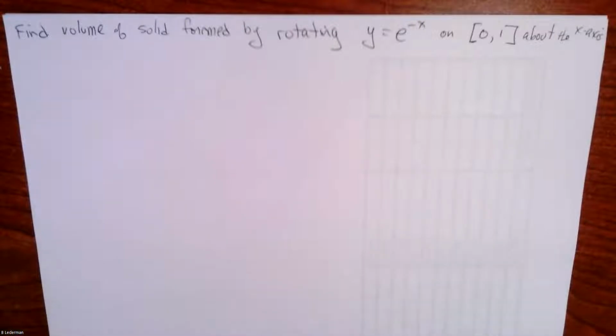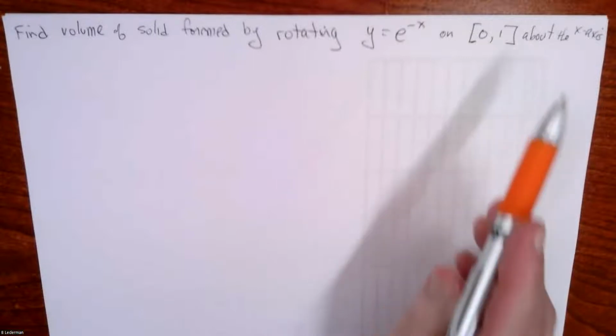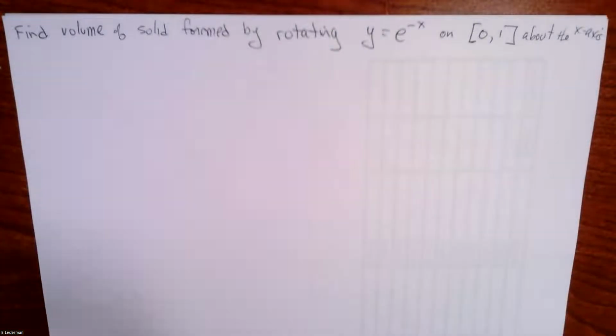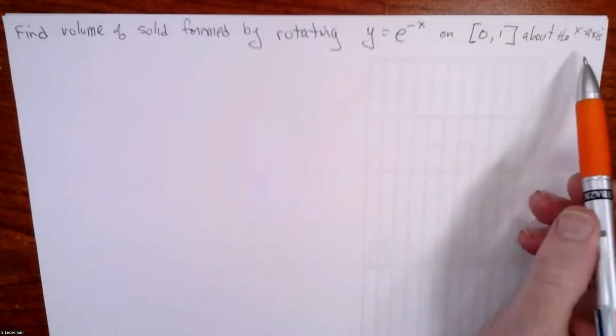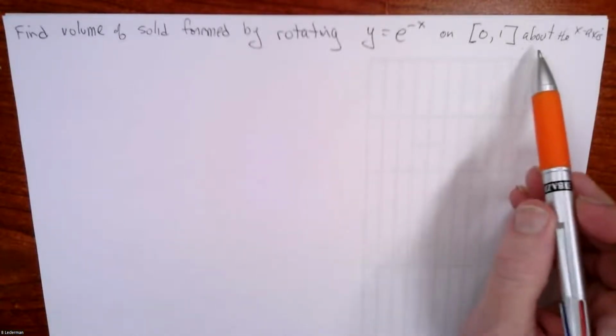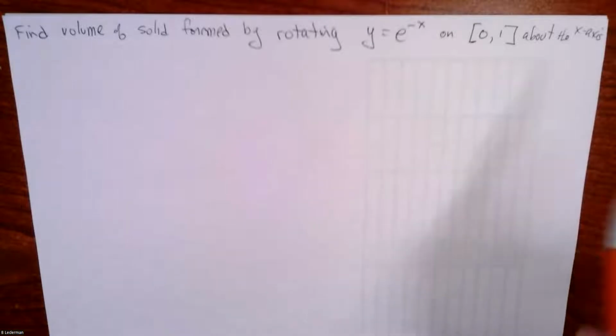So here's our problem. Find the volume of a solid formed by rotating the curve y equals e to the negative x on the interval 0, 1 about the x-axis. And by the way, the word "about": in English, I would say rotating around the x-axis, but in math they always say rotating about the x-axis. So you always see the word about when it's a math problem. I just want you to understand what that means.